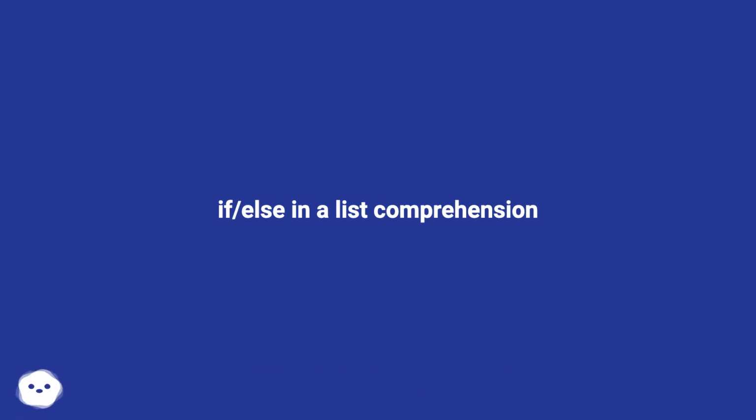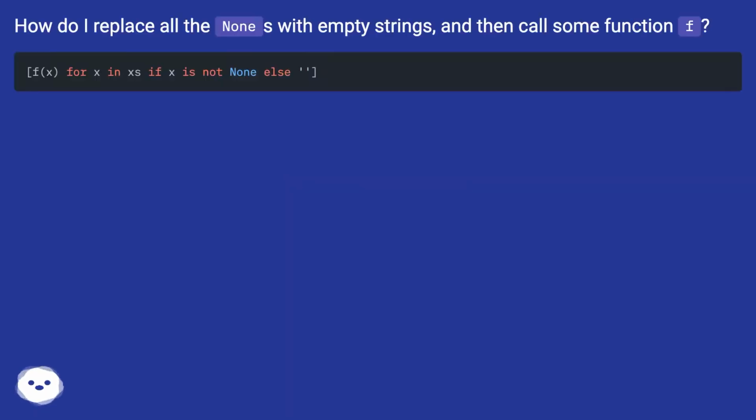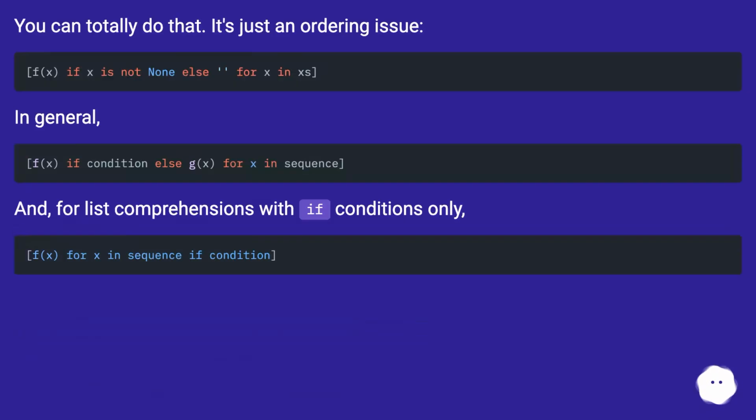If/else in a list comprehension. How do I replace all the knowns with empty strings and then call some function f? You can totally do that. It's just an ordering issue. In general, and for list comprehensions with if conditions only.